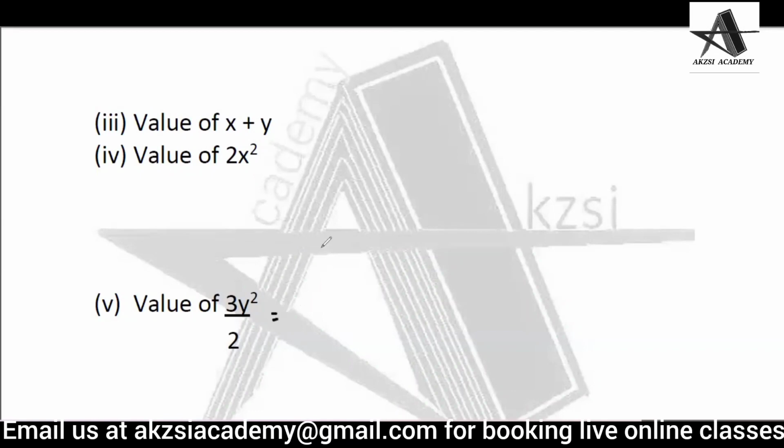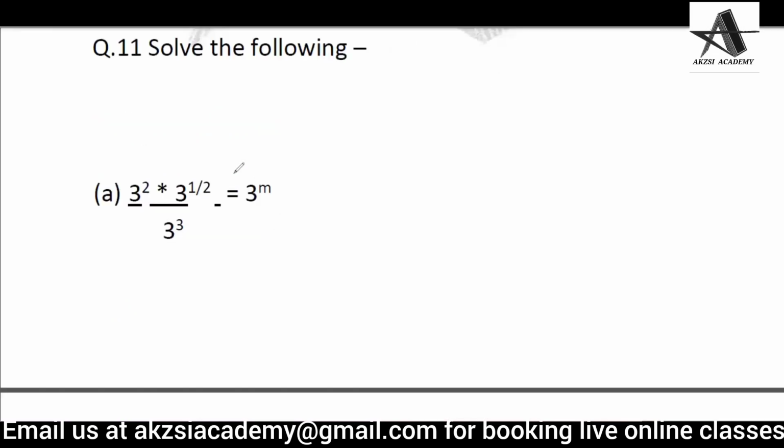Value of 3y squared by 2. So 3 by 2 as it is. In place of y, (3 to the power of b) whole squared we have to write. We can do similarly (3 to the power of 2) whole to the power of b. We can simply flip it, or 3 to the power of 2 into 9 to the power of b. That's your final answer. Solve the following.